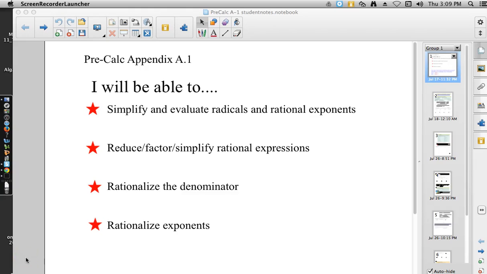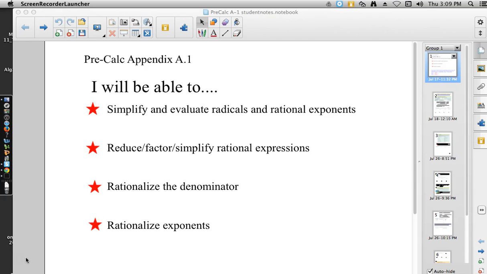Another beautiful day in pre-calculus land. Today what we're going to do is take a look at one of the appendices in the back of the book here. There are a lot of prerequisite skills that we need in this course, and we need to make sure that everybody remembers what they've learned in those past years as we move forward.